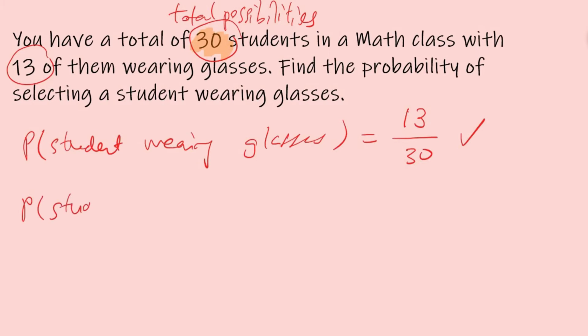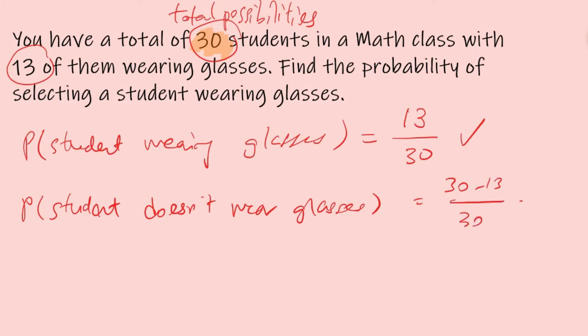And what about the probability of selecting a student who doesn't wear glasses? That will be the remaining number of students, which is 30 subtract 13, giving you 17, and taking 17 divided by the total number of students, which is 30, so 17 over 30. You can leave your answers in fractions or also decimals or even percentage depending on the requirement of the questions.